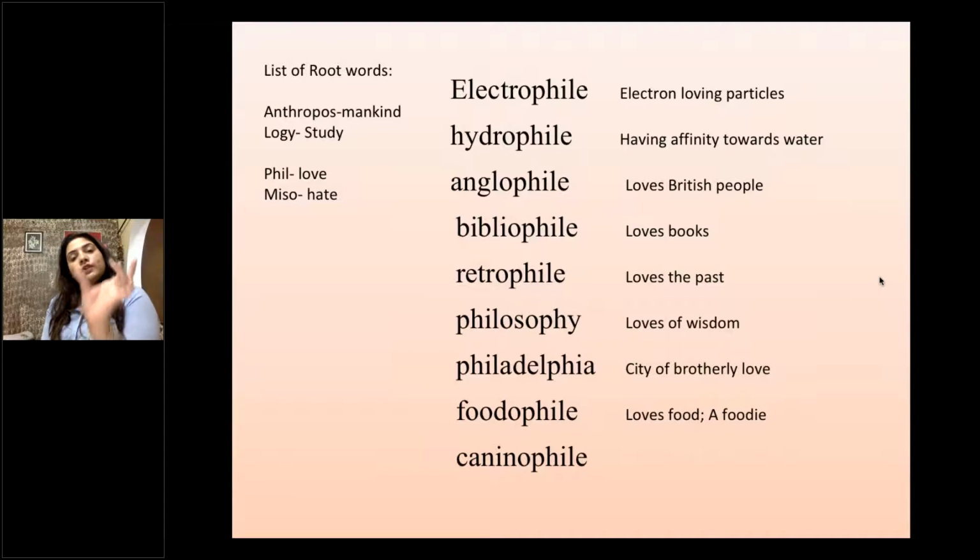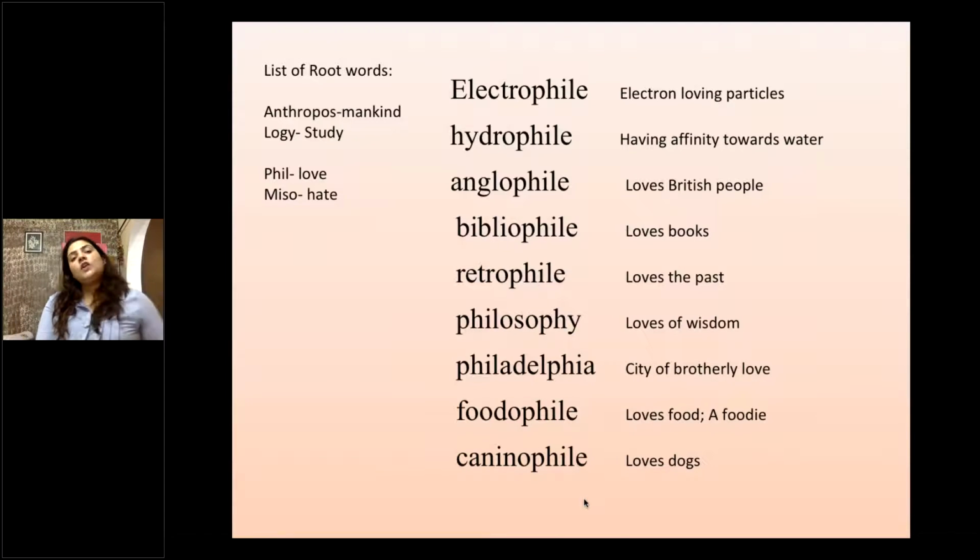And canino is a root word that I've given to dog. So who's a caninophile? Caninophile is someone who loves dogs. Dogs are called canine. Absolutely correct. Okay. So caninophile is dog lover. All right.